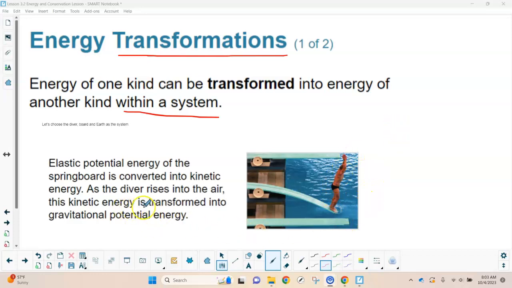And that would be kinetic energy transforming into gravitational potential energy. So all that energy that is transformed stays within our system. And you define your system. So that's part of the key. So our system would be the diving board and the person and then the earth, because in order to have gravitational potential energy, you need the earth.